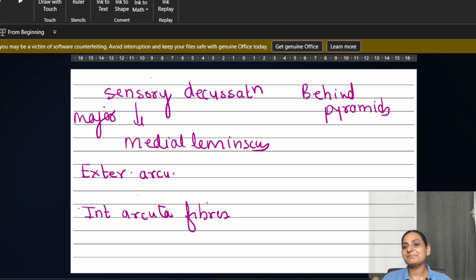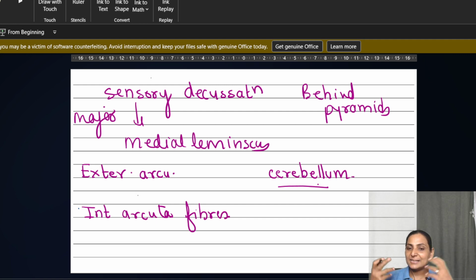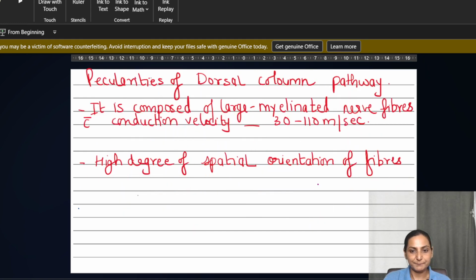So some of these fibers are going to form the crossed dorsal column, and some of them are going to give fibers which are not going to ascend up, but will go all the way to the cerebellum, because they are carrying important sensations like proprioception, and the cerebellum has to be kept aware about the position of the body. So after dividing into external and internal arcuate fibers, few of them are going to go into the cerebellum, and the majority of them are going to be your dorsal column tract, right?